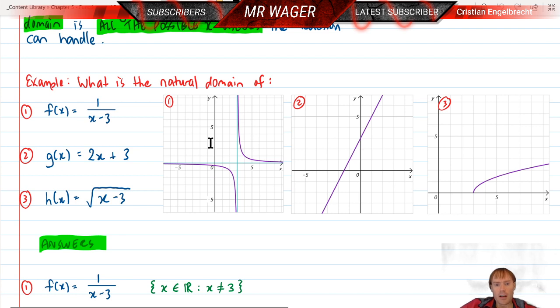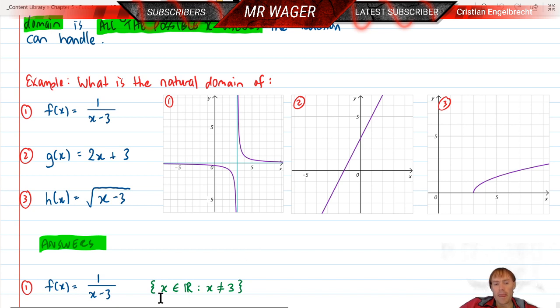So in this example here, x can be any real number you like. The real numbers are any numbers that you know of. There are other types of numbers called complex numbers, which are to do with square roots of negative values. But for the purposes of Year 11 Methods, we're only really going to be speaking about real numbers.